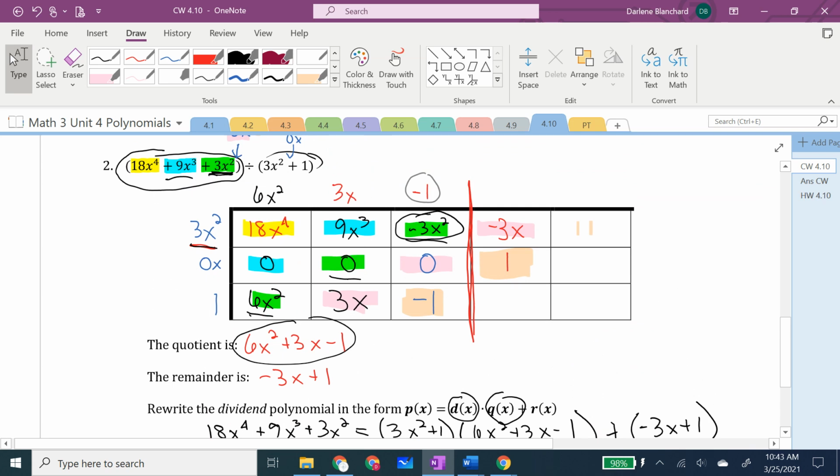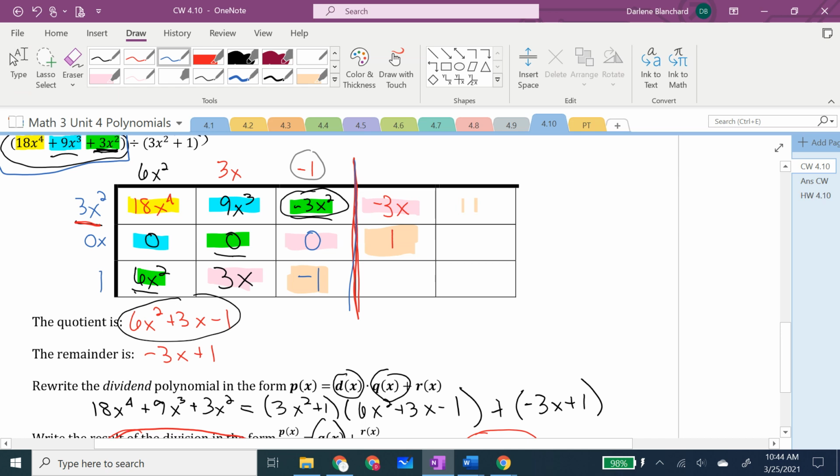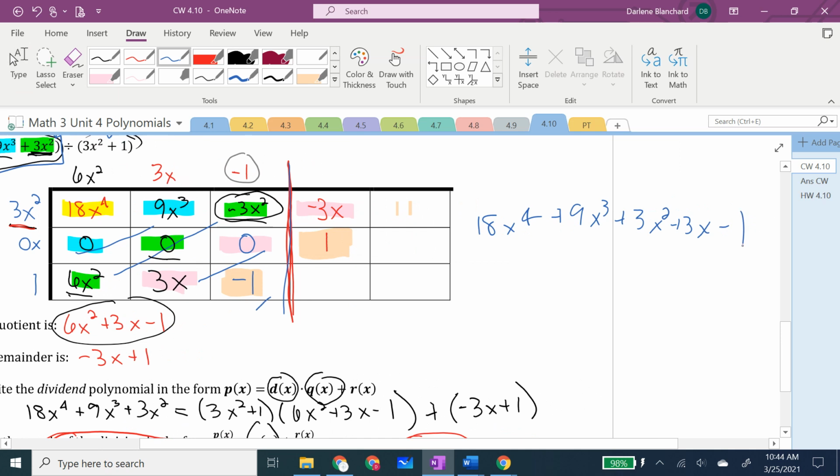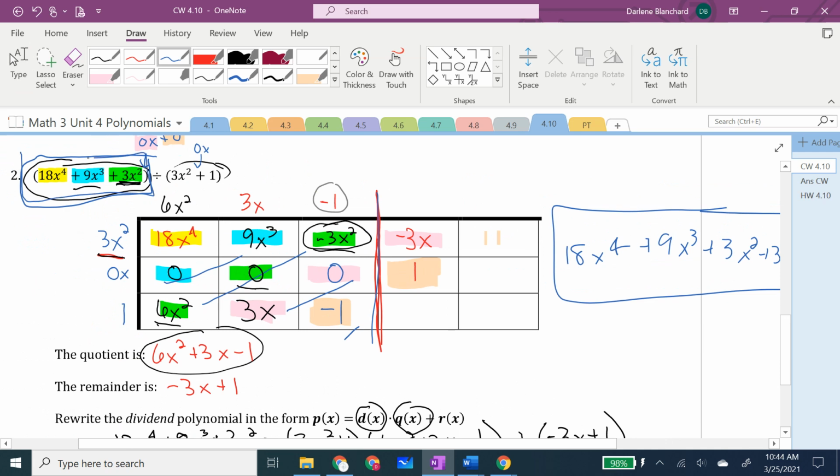Okay, so let me talk through what is here. You need the interior of the box to add up to just this. Before this red line, the boxes are adding up to 18x to the fourth plus 9x cubed plus 3x squared plus 3x minus 1. This is not the polynomial that we were dividing.